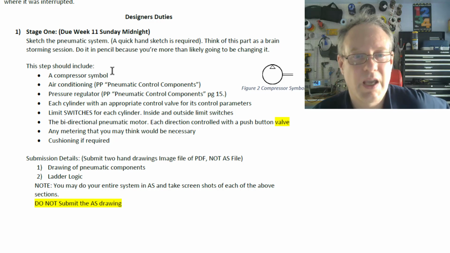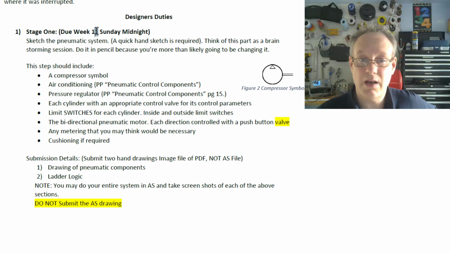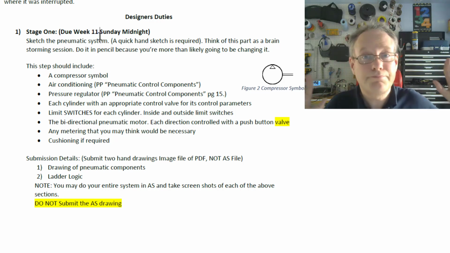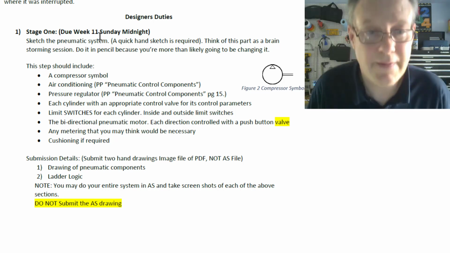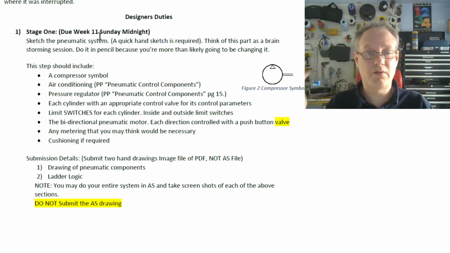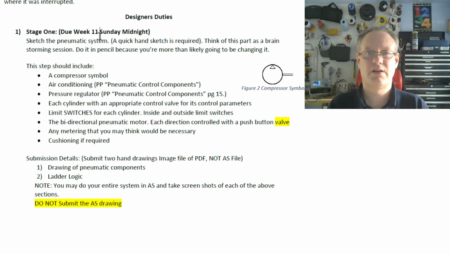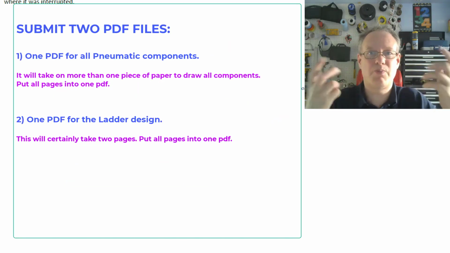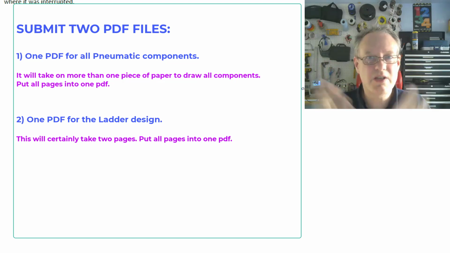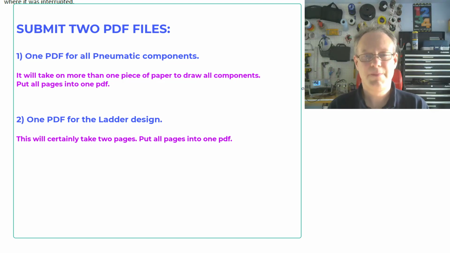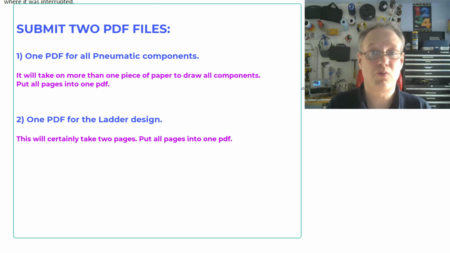So stage 1 is due Sunday midnight of week 11. What you have to do is everything that I told you, but all of your design, you just have to hand in 2 files. That's it. 2 PDFs. If you stick them all on one piece of paper, 2 JPEGs or 2 image files, I don't care. It's fine. But you have to make sure that you get all of the symbols correct.